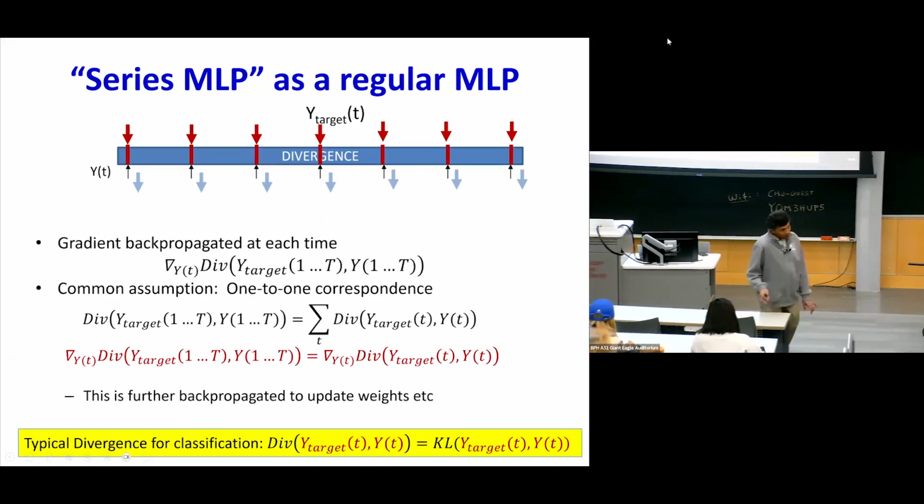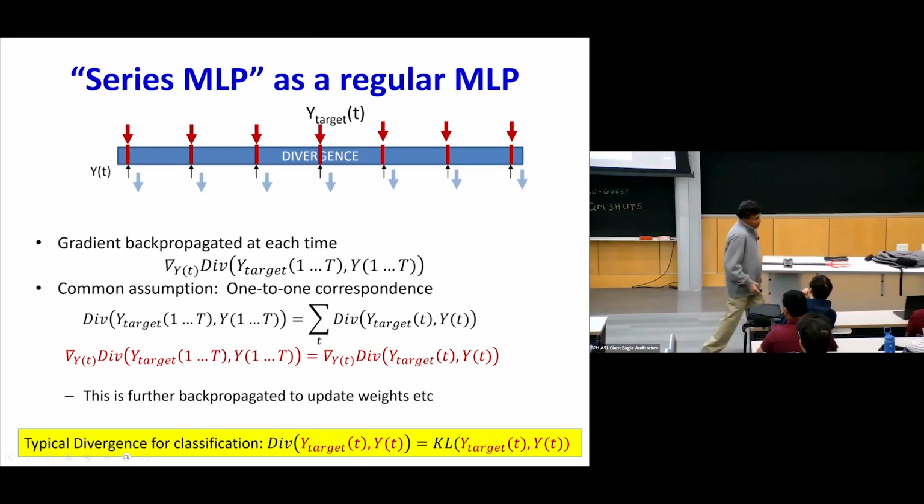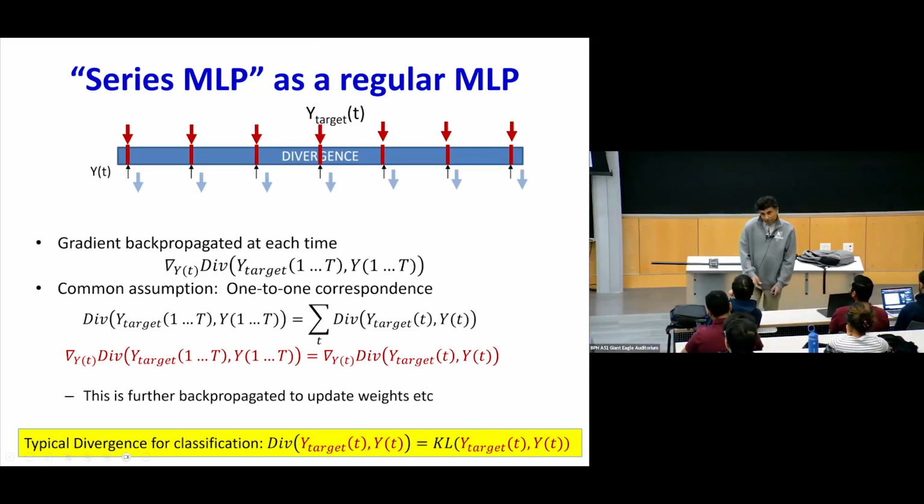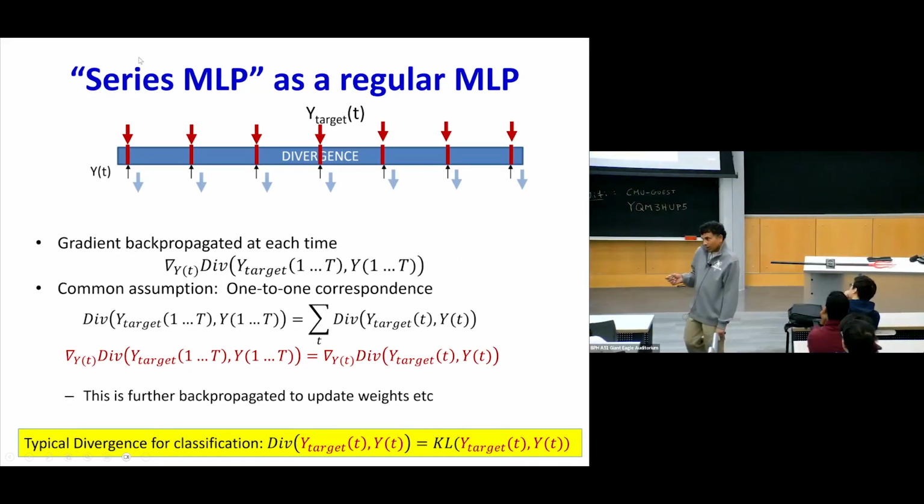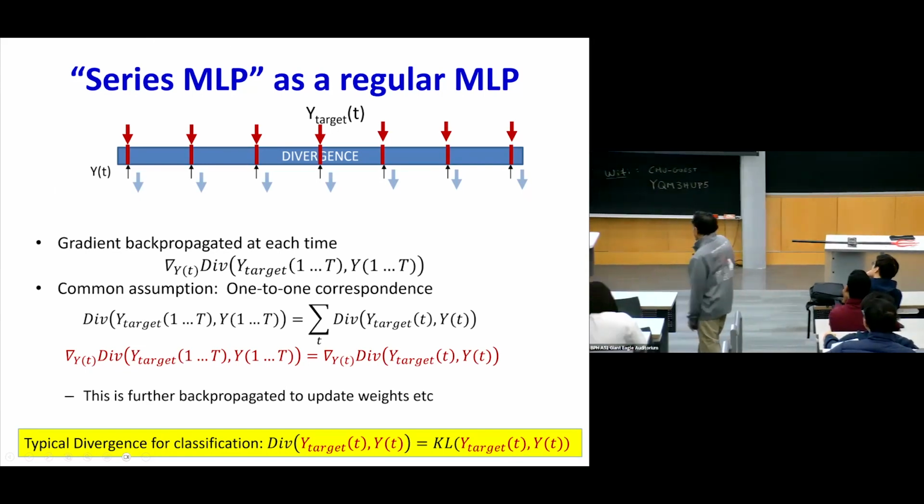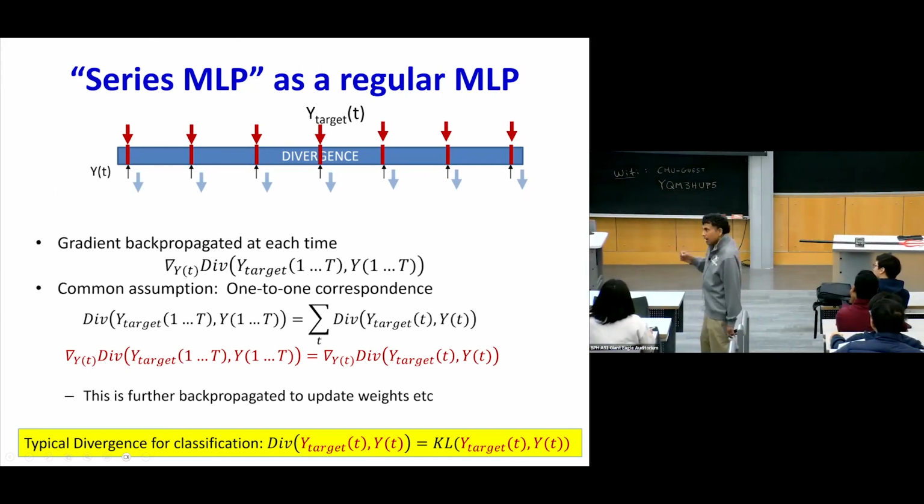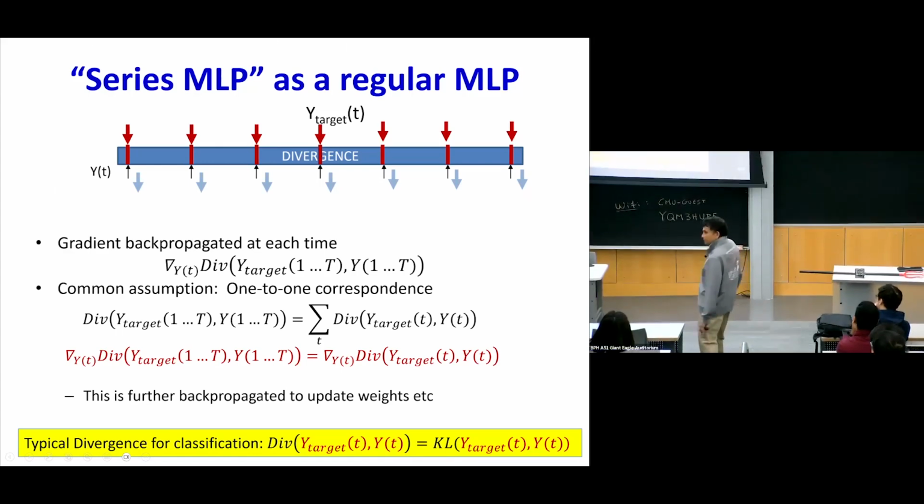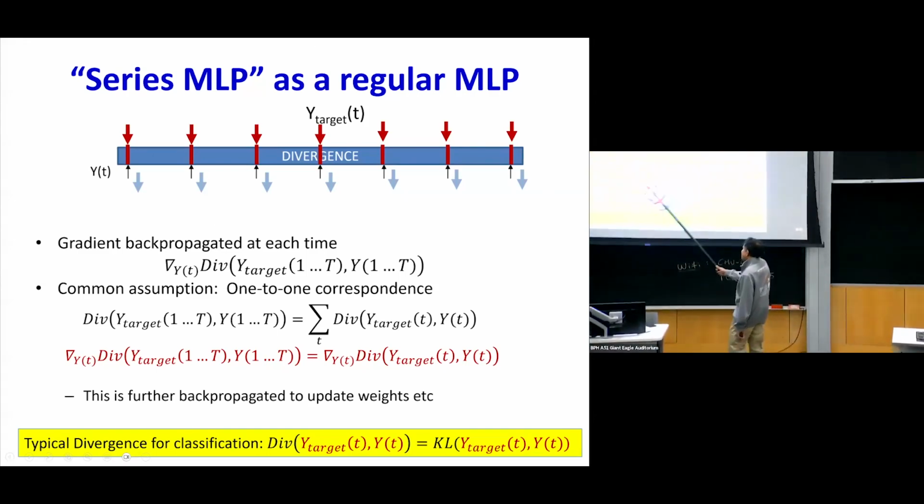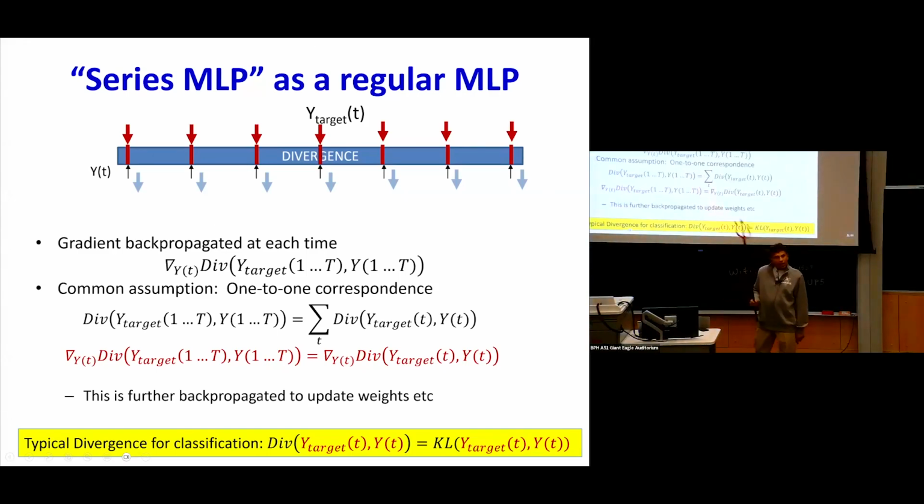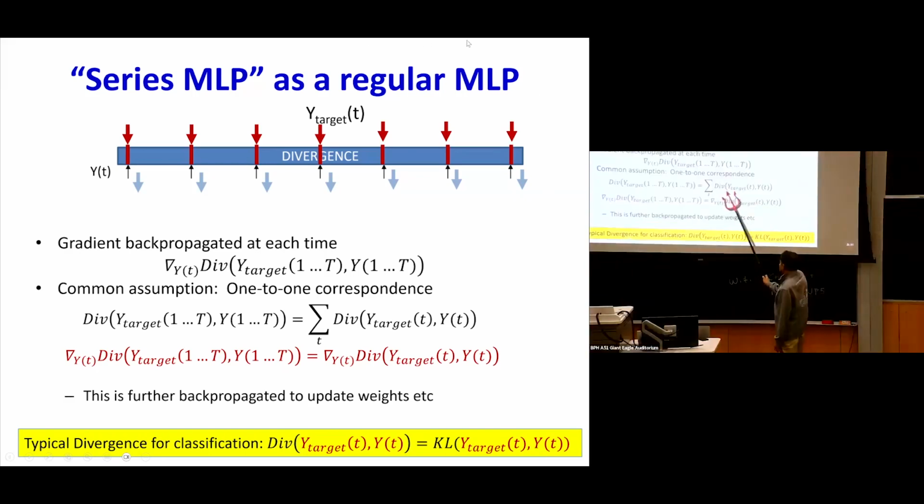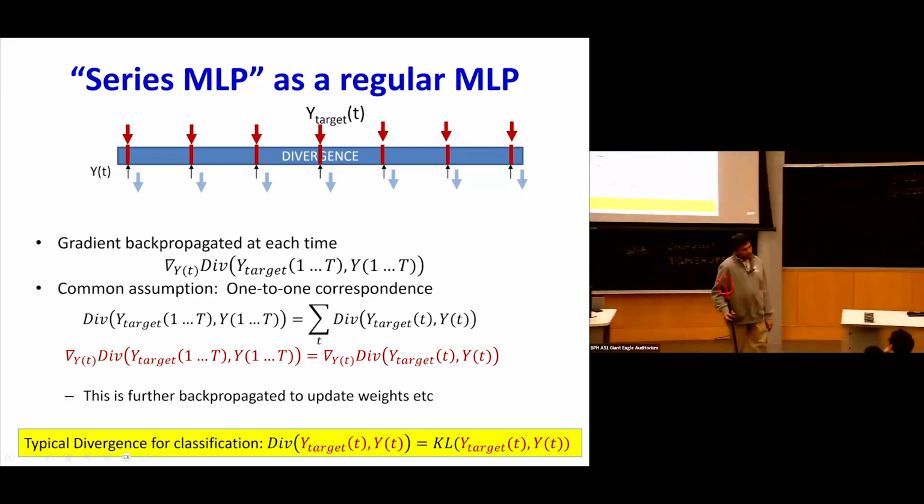At each time, you would have a divergence. This is a situation where you have a strict one-to-one correspondence between inputs and outputs, right? So the divergence between sequences can technically be decomposed as the sum of the divergences at individual times if you have correspondence. The special case would be this one here, where the divergence between the target sequence and the output sequence is the sum over time of the divergences at individual times.